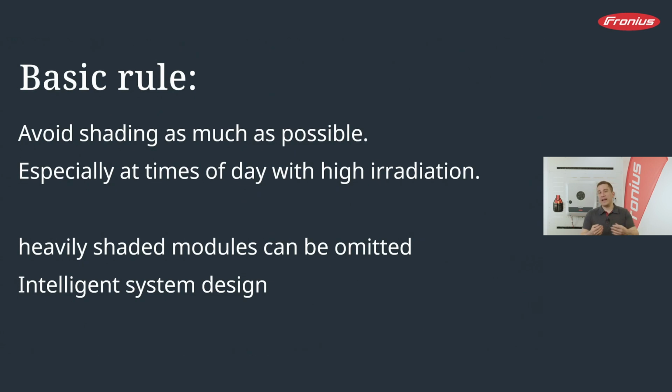First of all, avoid shading as much as possible. As you know, a shaded module will never deliver the peak power that you want to have for your PV system. So whenever you have heavy shading, especially during peak times of the day, for example at lunchtime, please make sure that you leave out the modules there. The problem is that a heavily shaded module will never deliver the maximum power that it is capable of because of the shade. Therefore, you can just omit modules that are heavily shaded, and of course with intelligent system design you can overcome this.